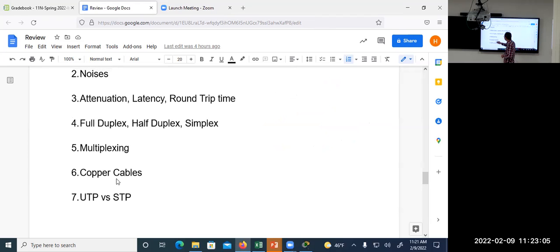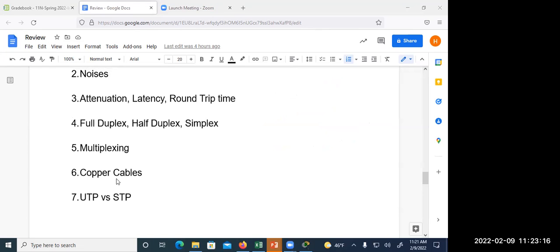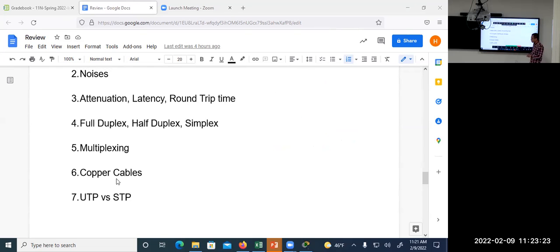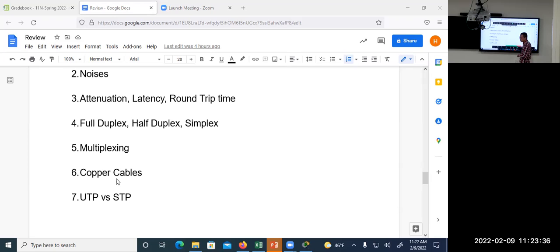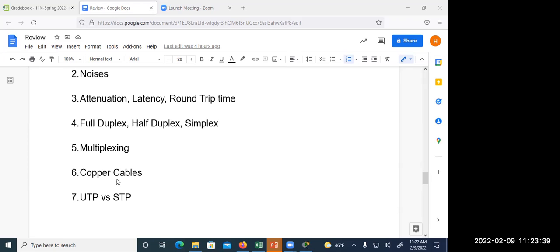Now we move to the copper cable. How many types of copper cable did you learn? What are they? I mean, copper cables are the type of cables that we use to send electrical signals between devices, right? Or are you looking for something more?